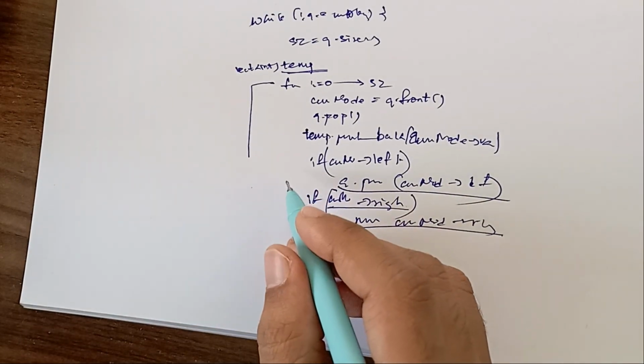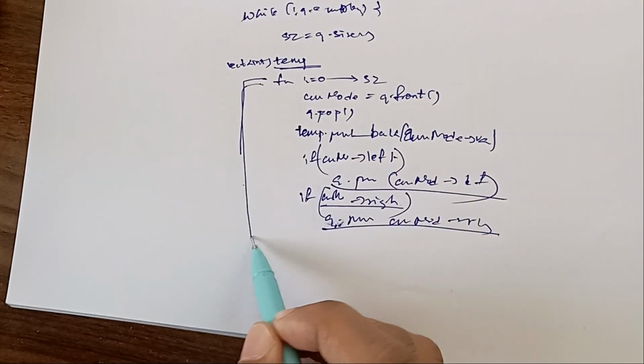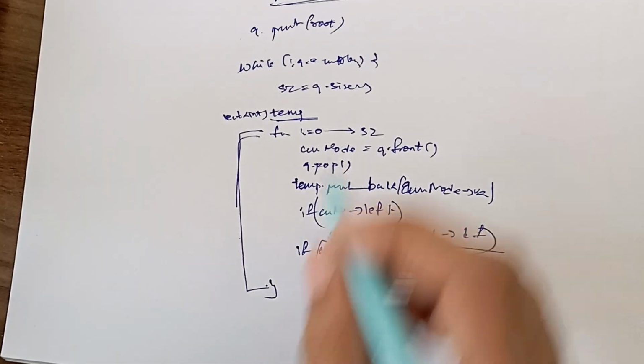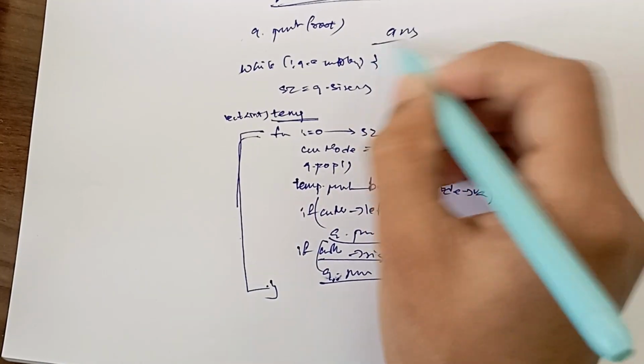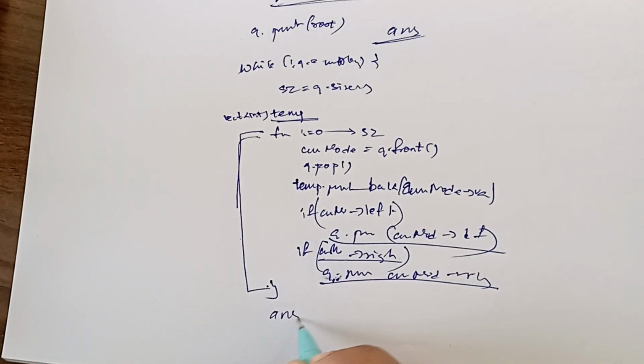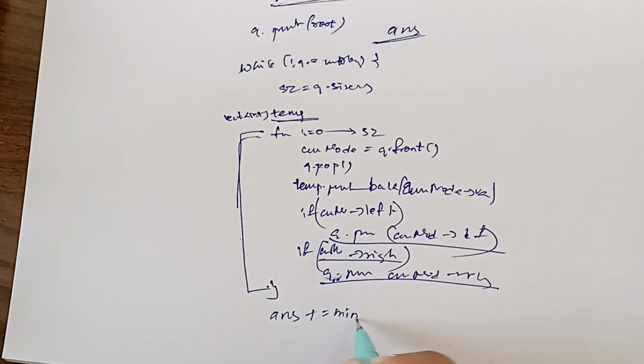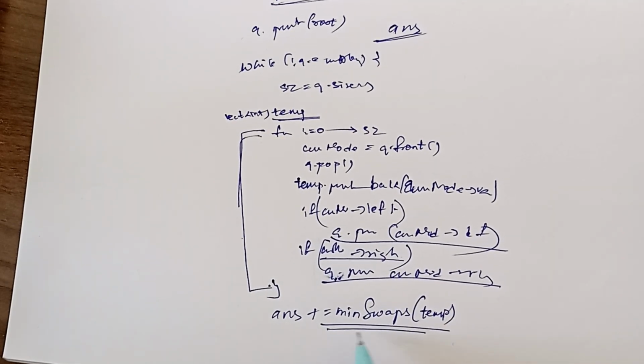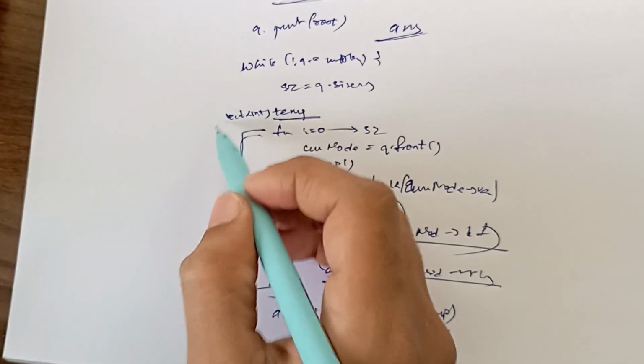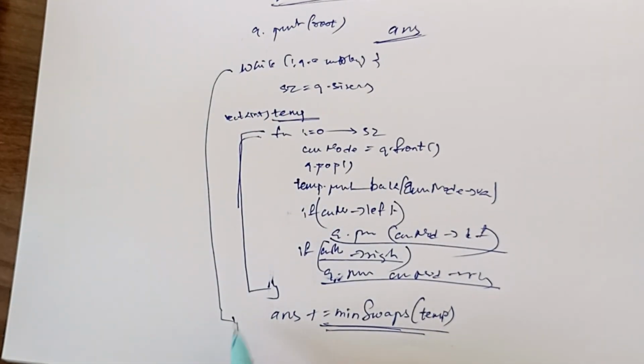Now after this, we need to consider returning an answer. This should be increased by minimum swaps of temp. So we'll be constructing a function for this minimum swaps, and after this while loop ends, return our answer.